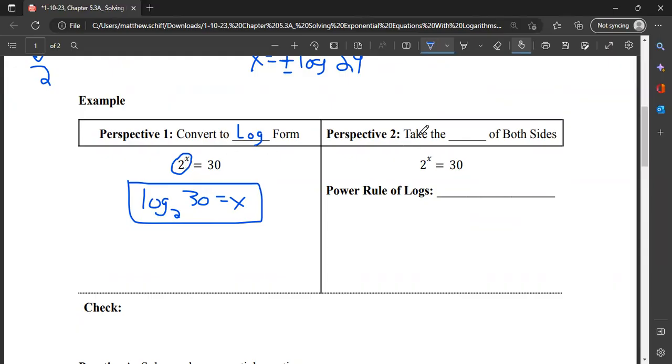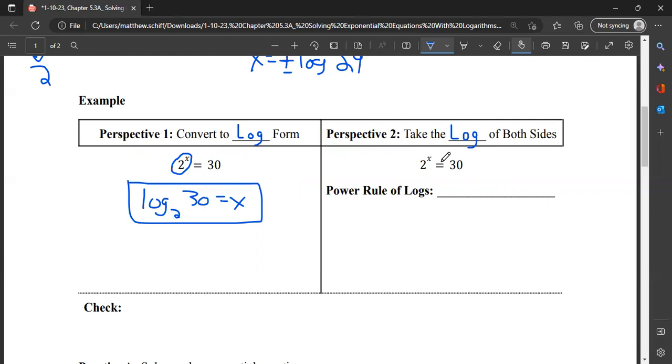Now, perspective 2 is what appears in textbooks. And when you have exponential functions on both sides of the equation, this other approach is actually more mandatory. But I still want to show it to you even in this problem. So instead of converting to log form, I mean, that's essentially what's going to happen.